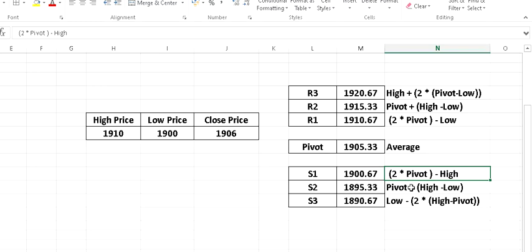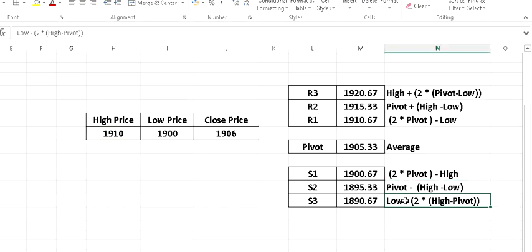Okay, for support 2, you subtract the low price from the high price. This is your low price 1900. You subtract it from 1910. Whatever value you get, you remove it from your pivot.